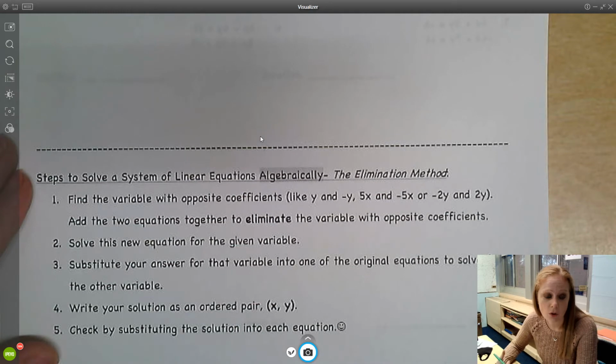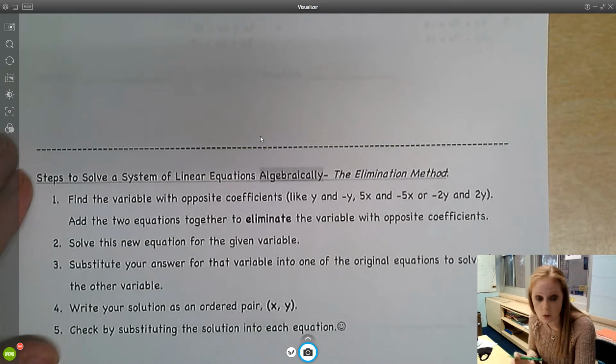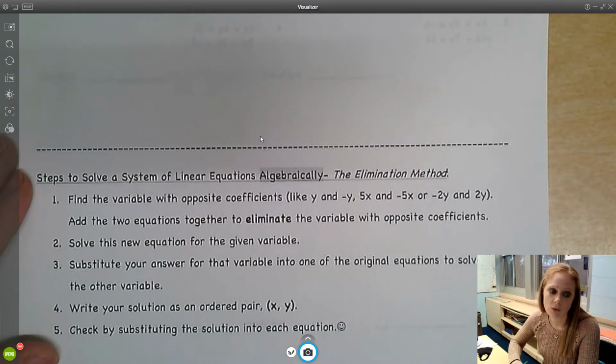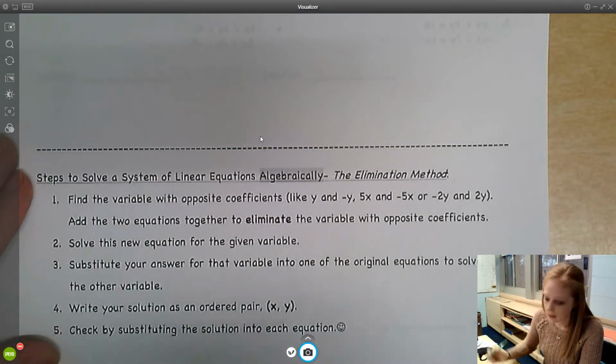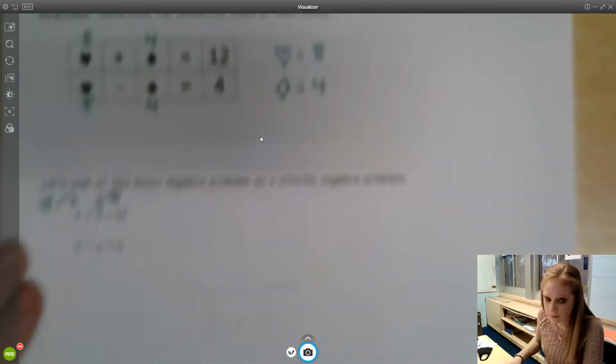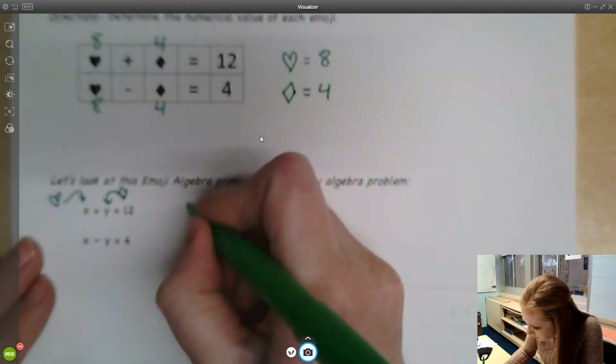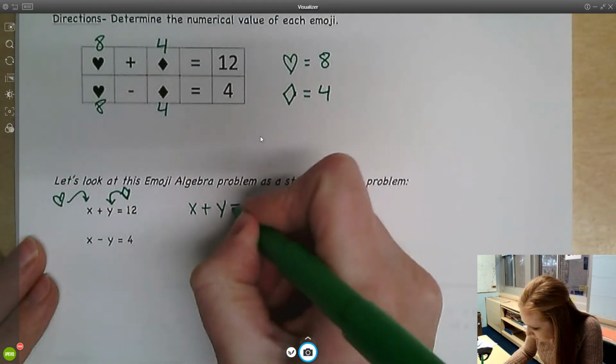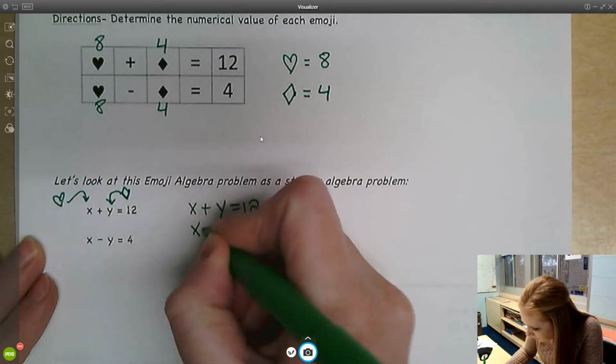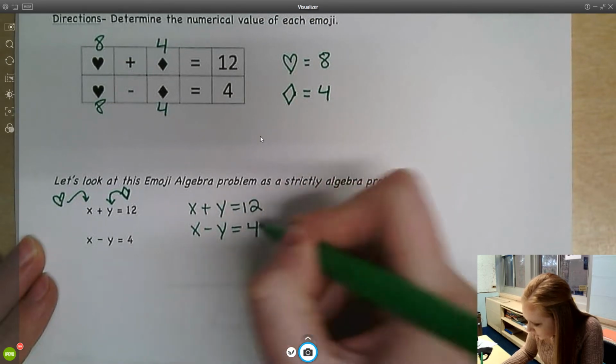Then you solve the one new equation you get for the variable. And then just like we've been doing, you substitute that answer back into the original and you end up with an x comma y solution. So I'm going to rewrite these. So we have x plus y equals 12, and then we have x minus y equals 4.